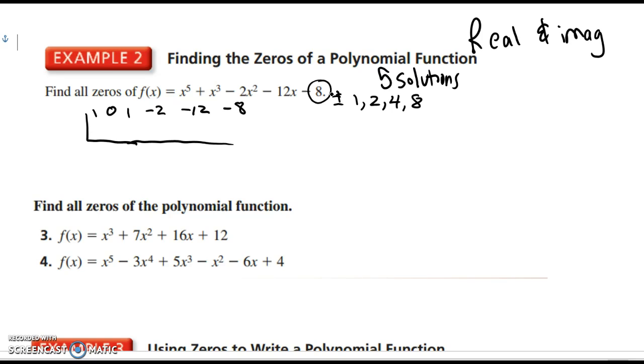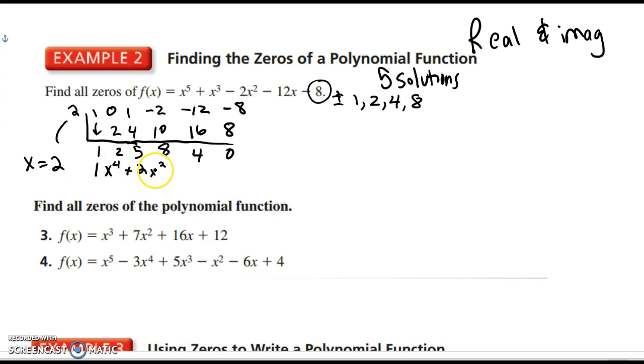So I'm going to choose one of the possible solutions. Let's say I choose 2. And I'm going to complete synthetic division, and hopefully I'll get a 0. Notice I've completed synthetic division, and I do end in a 0. So x equals 2 will be one of my solutions. When I go to write my answer and put my x's in, notice I have a polynomial that's still quite big. In fact, I do not know how to factor this, so I actually have to do synthetic division again.